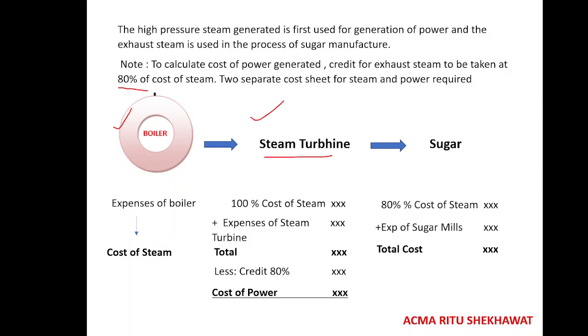The expenses of the boiler give us the cost of steam. Then 100% of the cost of steam is taken in the generation of power. In addition to that, we add the expenses of the steam turbine, from which we get the total cost. Then they said that credit for exhaust steam is to be taken at 80% of the cost of steam. The credit of exhaust steam is transferred to the manufacturing of sugar. So we have to deduct 80% of the cost of steam, and from the net of that we get the total cost of power.